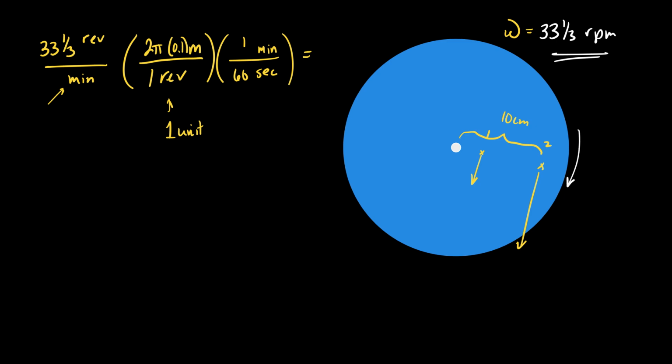So Christian, what do you get? 0.35 meters per second. Sounds about right to me. Anybody else get 0.35? I think that's what we should get. All righty, 0.35 meters per second.